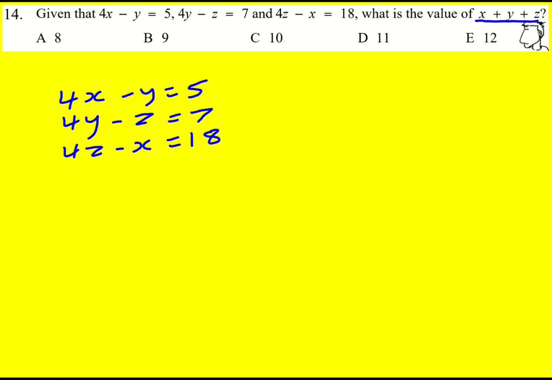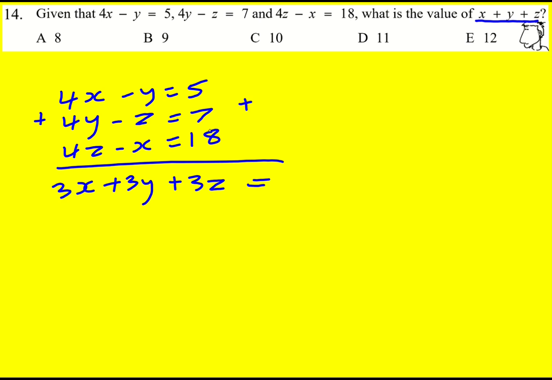So there's often ways around having to solve it. In fact, if we add the left-hand sides and add the right-hand sides, it will all come together, because we'll be left with 4x minus x, which gives 3x, 4y minus y, which gives 3y, and 4z minus z, which gives 3z. Okay, you could write it out with all 6 terms and then simplify it. I've just done it as I've gone along.